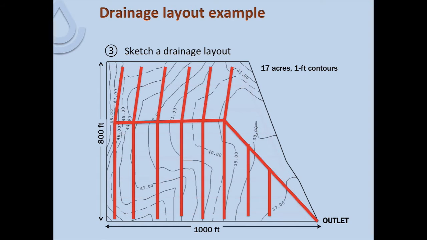Another common option would be to have a main that runs more or less following that draw. So that allows us to take advantage of the topography and have a little more freedom on lining those laterals up more or less lined up with the contours. But the drawback there is going to be that we'll have more connections, that we've got laterals coming off on both sides, and so it'll be a little more difficult system to install.